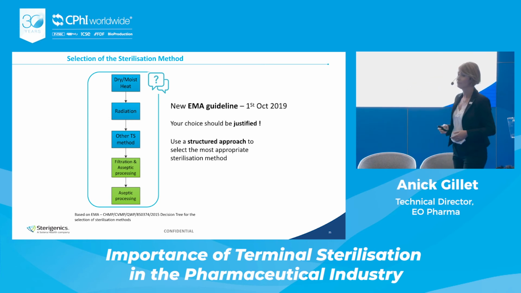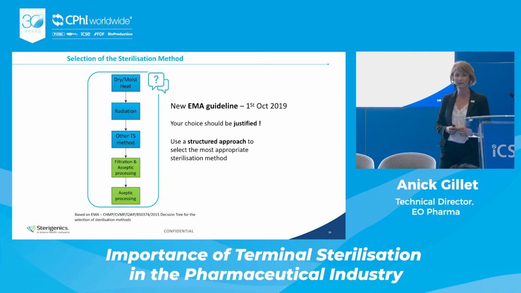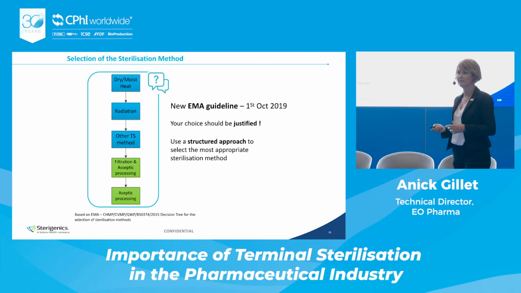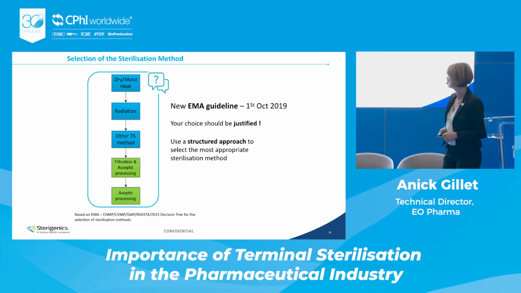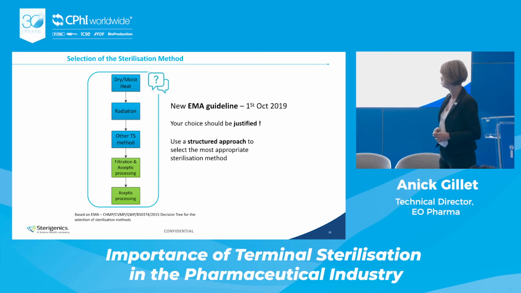But the sequence is very clear: you have to go first to terminal sterilization before considering filtration and aseptic, or even aseptic processing alone. And you should justify your choice. So it's not enough to say, oh no, it's not valid. You have to show that you made some tests to demonstrate that terminal sterilization was not feasible, was not possible. And it's recommended to use a structured approach to do that.